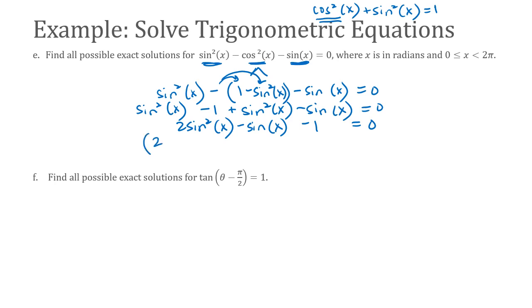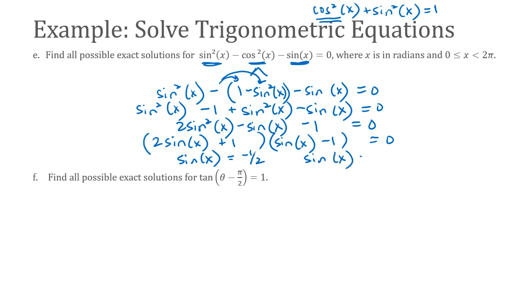I think that I get 2 times the sine of x, and then I'm going to have sine of x on the other one. And this one I think is going to be a +1 in the first product and a -1 in the second. So I've got 2 times the sine of x plus 1 times sine of x minus 1 equals 0. So I'm going to set each one of these equal to 0. That's going to give me the sine of x equals -1/2. And it's also going to get me the sine of x equals 1.